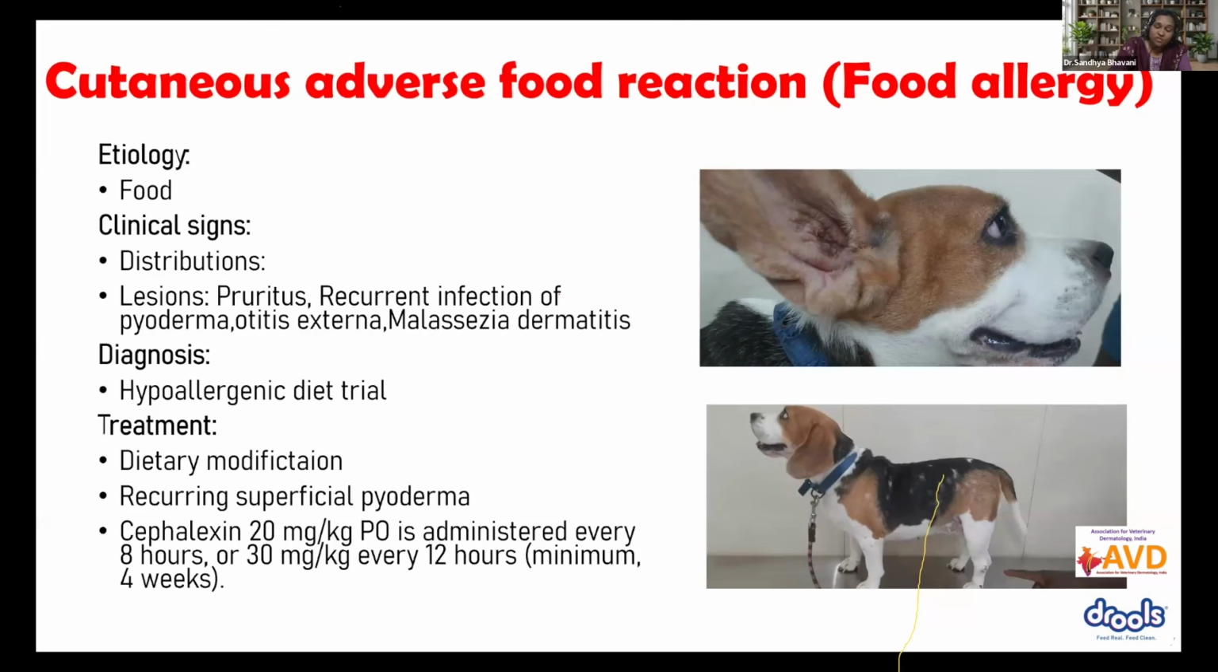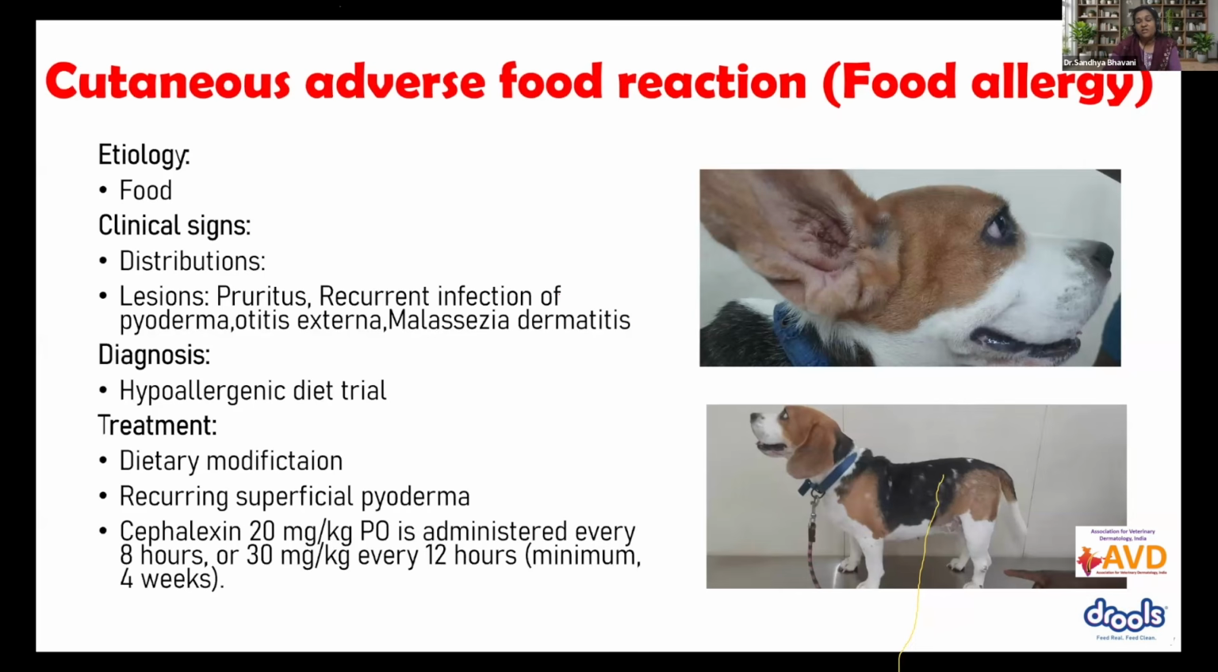And also, in some dogs, the owner will very well tell you there are gastrointestinal signs like vomiting, diarrhea, dyspepsia. Once I give this food, it is having gastrointestinal lesions and skin lesions. So here, recurrent pyoderma and Malassezia dermatitis are also present. Here also, like atopy, when the condition goes to a chronic period, the axilla and the groin area are also affected.